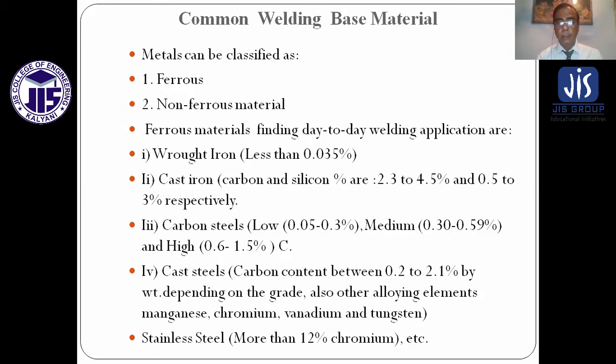Cast steel carbon contains between 0.2 to 2.1 by percentage weight, depending on the grade, and also other alloying elements: manganese, chromium, vanadium, tungsten. Stainless steel also can be welded, that is more than 18% chromium, etc. Also, for non-ferrous material, copper-based alloys, aluminum, and other materials can also be joined by welding.